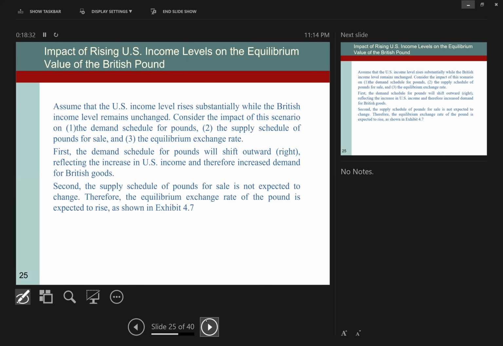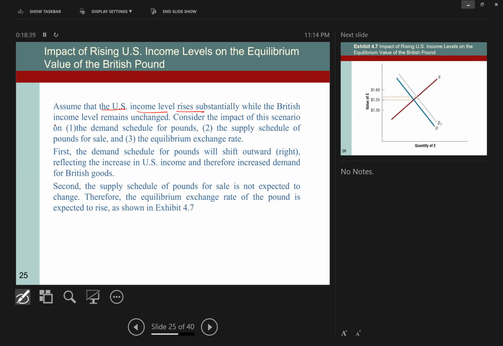So let's read that. Assume that the US income level rises substantially with the British income level remaining unchanged. Consider the impact of this scenario on the demand schedule for pounds, the supply schedule of pounds, and the equilibrium exchange rate. Number one, the demand for the pound will shift outward to the right side, reflecting the increase in US income and therefore increased demand for British goods.